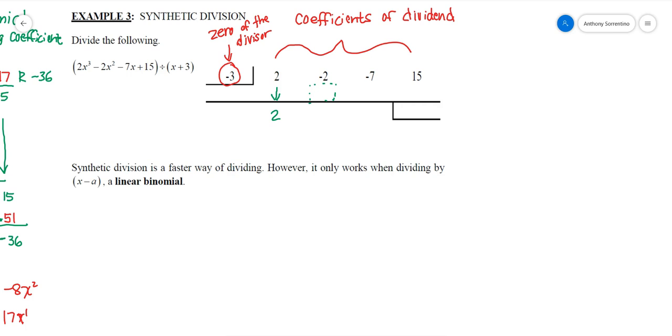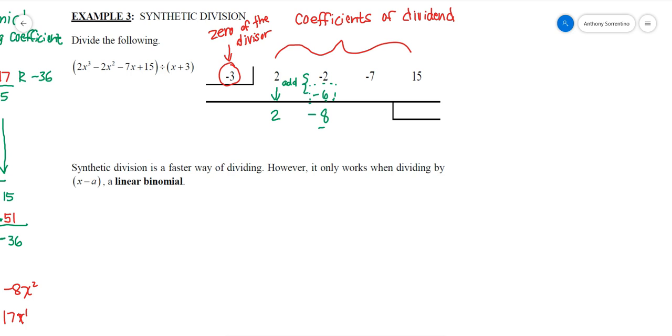To create a new number that goes right here, I'm going to multiply the negative 3 I have in this half box to the upper left times this 2. So I'm going to do negative 3 times 2 and get a minus 6. And here's another major difference, I'm going to add these two together. So negative 2 plus negative 6 is a negative 8.